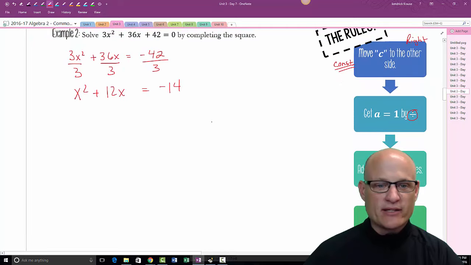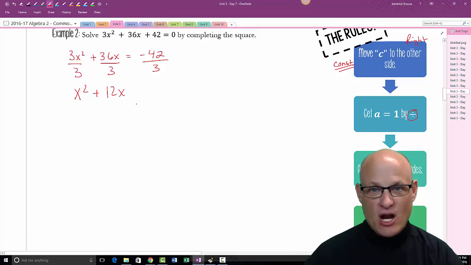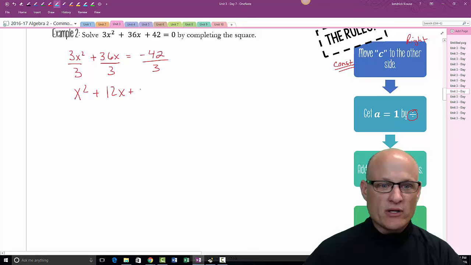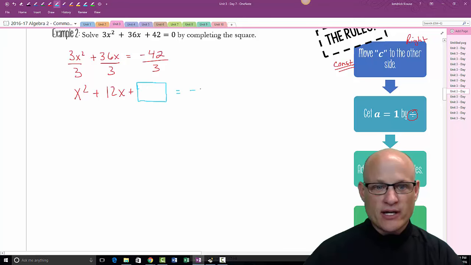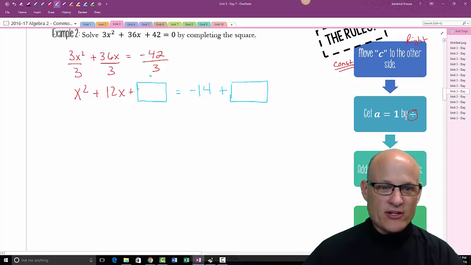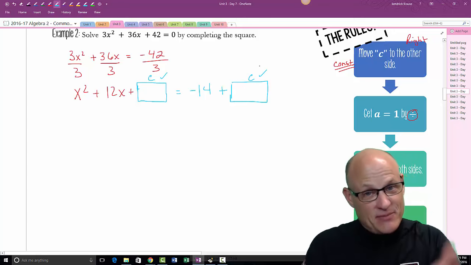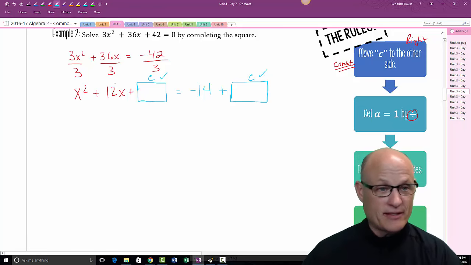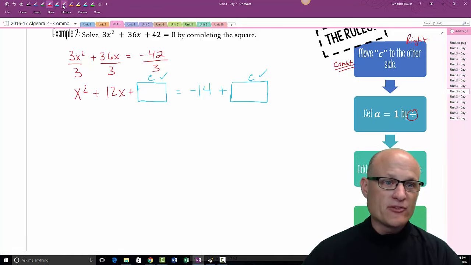Now, when I write this step right here, this is what I like to do. I know that what I'm going to be doing is completing the square. I'm going to try to figure out what that c value is. So since I know I'm going to be completing the square, I say, hey, we're going to add a square to this side, and it's going to be equal to negative 14 plus a square on this side. Now, what is that new C value that's going to go there? If you add something to this side, you have to add it to this side. You got to keep this thing balanced, right? You got to still balance equations. You talked about that when you were way younger. So we're still going to balance these equations.